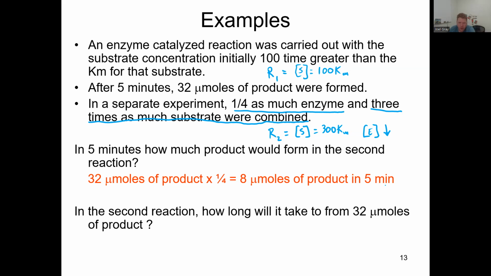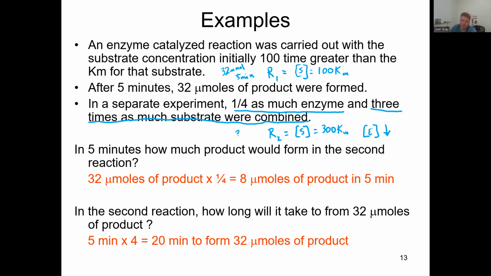Now, in the second reaction, how long will it take for 32 micromoles of that product to be produced? Well, we have to spend 4 times as much time. So reaction number 1, 32 micromoles, 5 minutes. Reaction 2 would be 32 micromoles in 20 minutes.